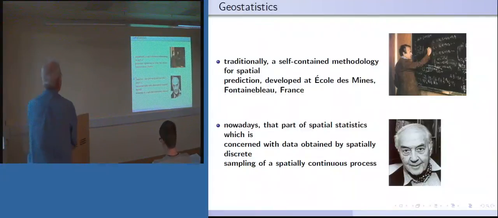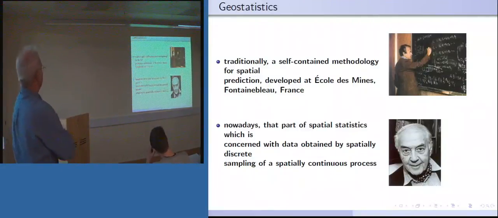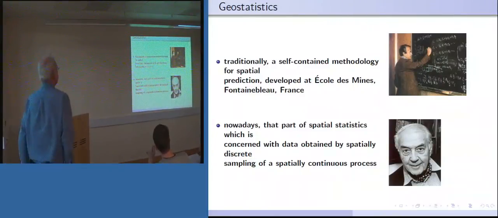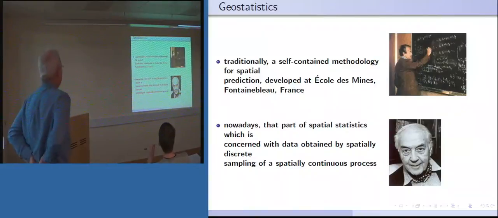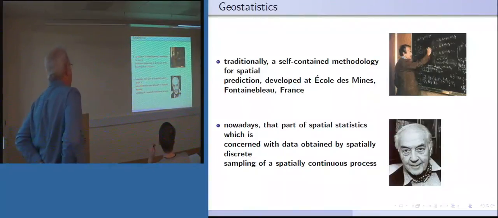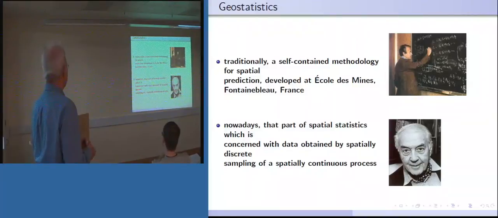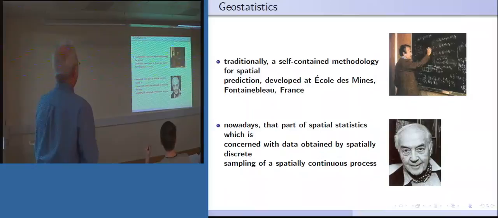So a little bit of history, which in fact Neil has already given a version of in the general introduction. The traditional definition of geostatistics would be that it was a very self-contained methodology developed at École des Mines Fontainebleau by the great, late Georges Matheron, who certainly made it a very successful, but essentially self-contained approach to all the problems of spatial prediction, primarily but not exclusively in mineral exploitation.